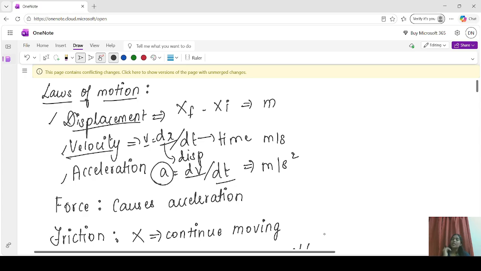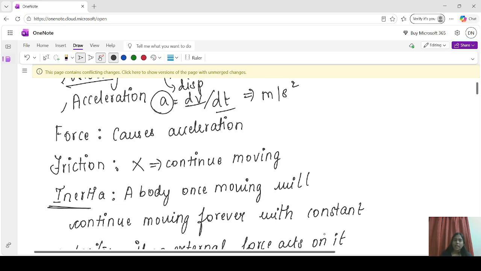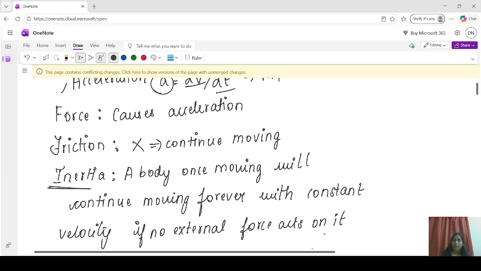And now a major question, okay? What causes acceleration? The answer is force causes acceleration. Okay. For example, kick a football, it will move. If you push a trolley, it accelerates. If you pull a door, it opens. If you apply a brake, the vehicle will slow down. So force can stop, start, change the speed and also change the direction.